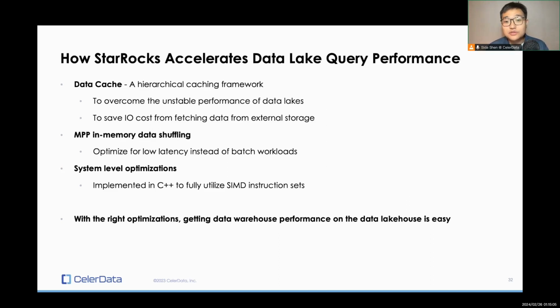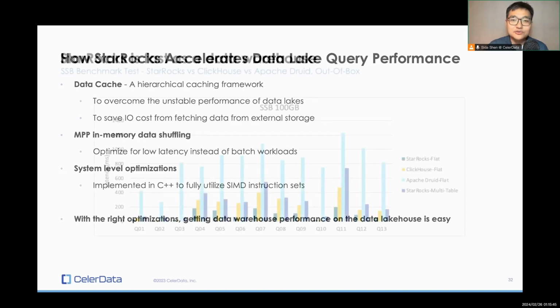And StarRocks is also equipped with modern advanced system-level optimizations, right? Its front end is written in Java. The query planning part is written in Java, but the CN, the compute node, the execution layer, is completely implemented in C++ to fully utilize the SIMD instruction sets, which is really important if you are running a complex OLAP query, right? All of this combined, and with a lot more detailed optimizations and features, getting data warehouse performance on the data lakehouse is actually quite easy. I'll show you some data right now.